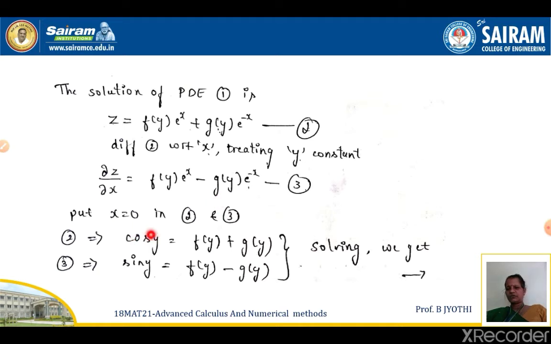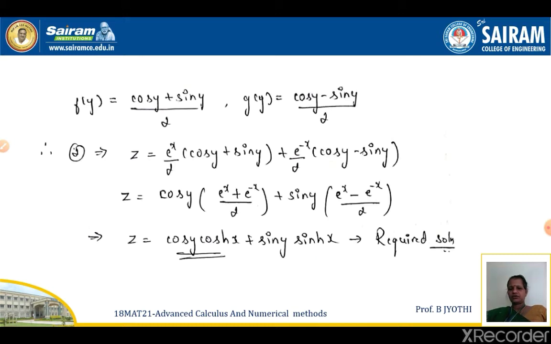Now put x = 0 in 2 and 3. We get z, which was cos y, equal to f(y) + g(y), and ∂z/∂x is sin y, which equals f(y) − g(y). Solving this, 2f(y) = cos y + sin y, so f(y) = (cos y + sin y)/2 and g(y) = (cos y − sin y)/2. This implies z = (e^x/2)(cos y + sin y) + (e^(−x)/2)(cos y − sin y).